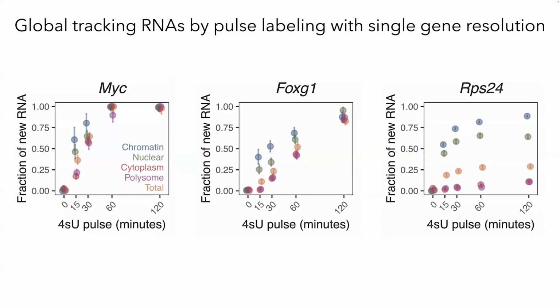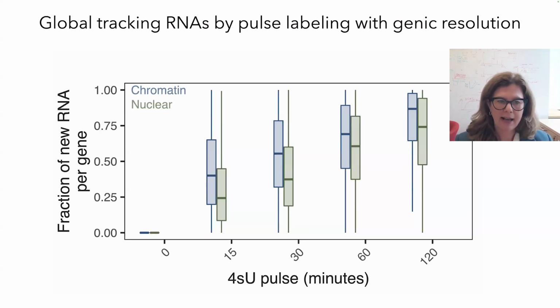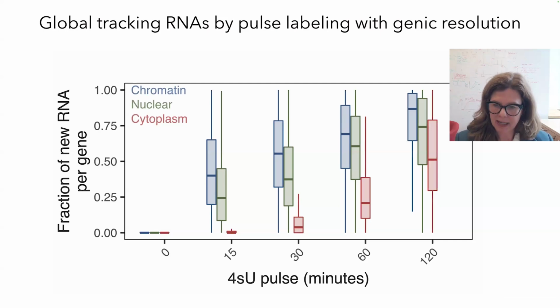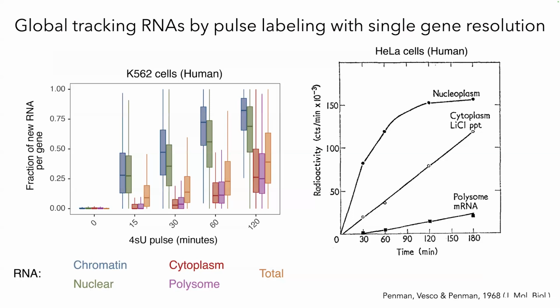This is for NIH3T3 cells. So this is a mouse cell line. And here you can see 3 example genes. But if you look at all of the genes together, you can see sort of a global picture, much like you would have seen by radioactivity. So here is the chromatin fraction of new RNA as a function of time. And the bar plots here are showing you all of the genes that we've measured. And then the nucleus, you can see that the fraction of new RNA is coming up a little slower, cytoplasm even slower, and the polysomes slower still. And this really mirrors exactly what was seen decades ago by the Penman group, where they used radiolabeled precursors.